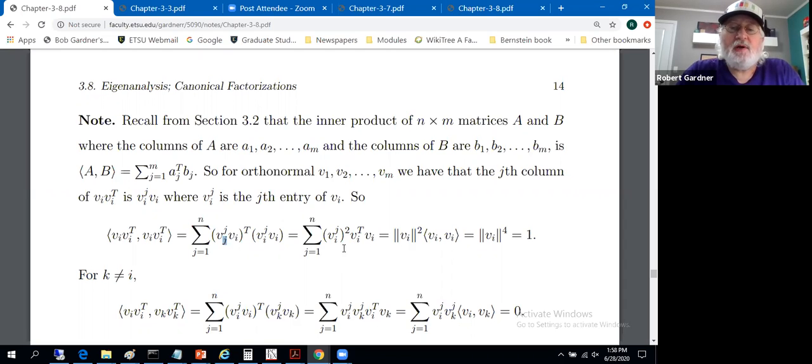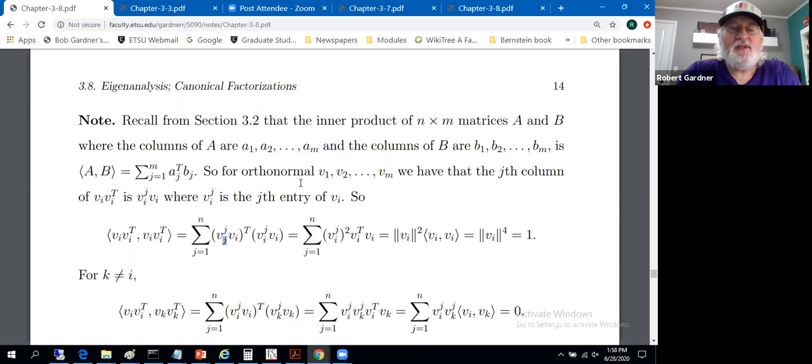So we get the sum, j equals 1 to n. We're summing the components of v sub i. That'll give us the norm squared of v sub i. We're summing the component squared, I should say. So that gives us the norm squared of v sub i, and this is an inner product of v sub i with itself.